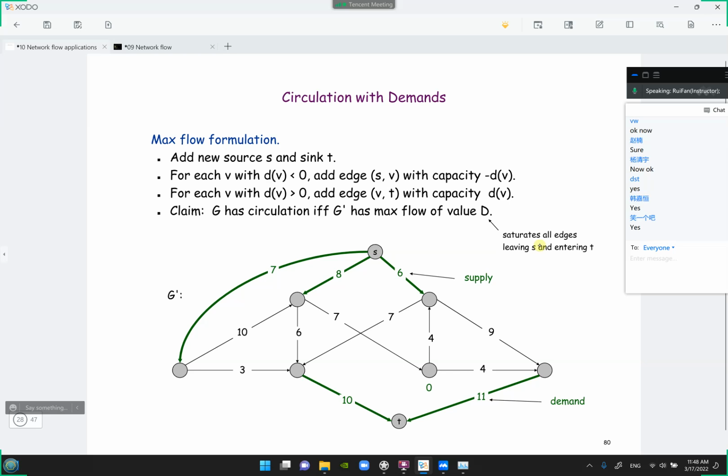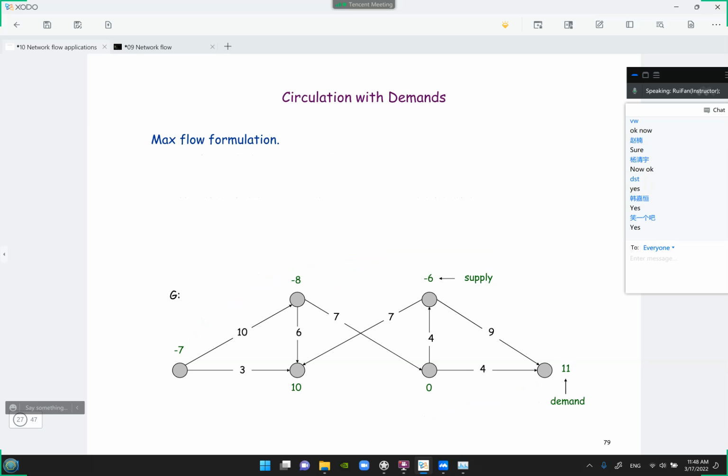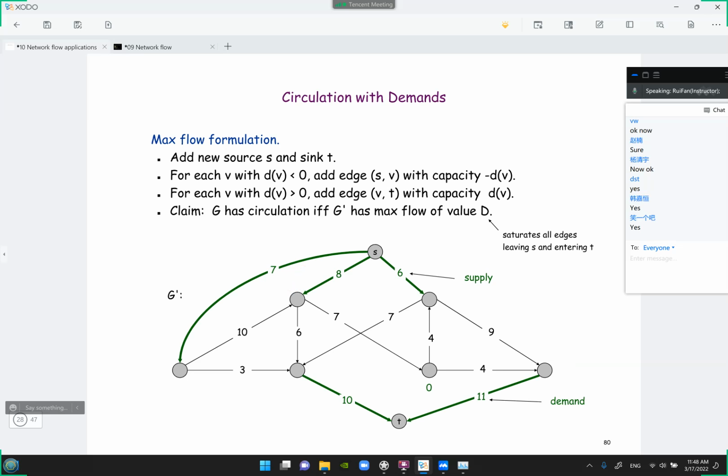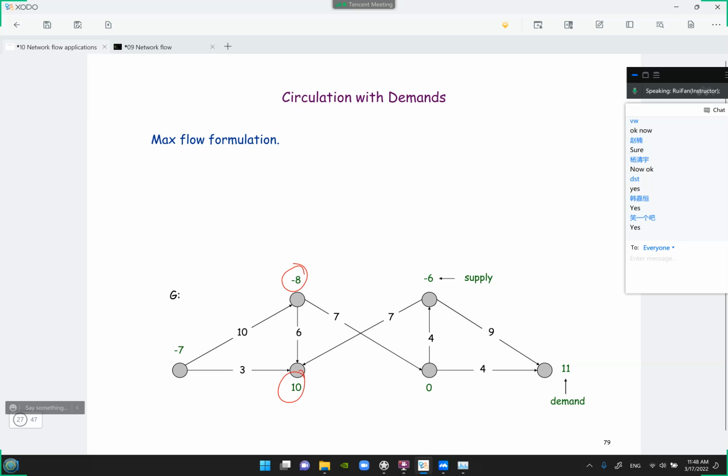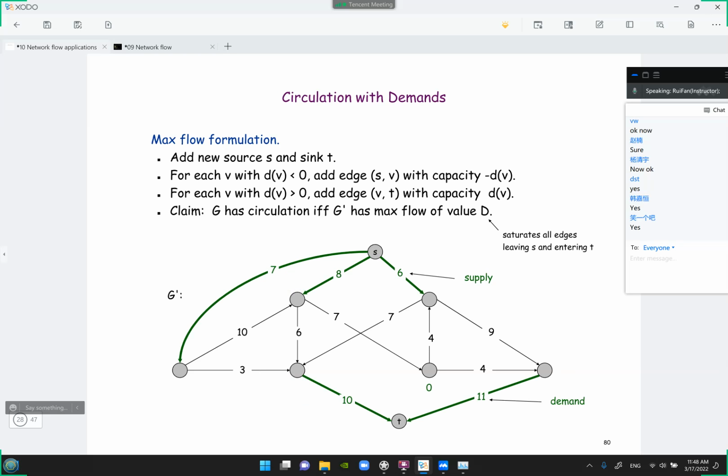Furthermore, for the capacities of the source and sink nodes, for each node, if this node has a negative D value, meaning it produces extra flow, then we're going to connect it to S. If your value is positive, for example this guy, you connect it to T. So T is connected to all the positive values, S is connected to all the negative values, and the capacities of these edges are exactly equal to the D value.